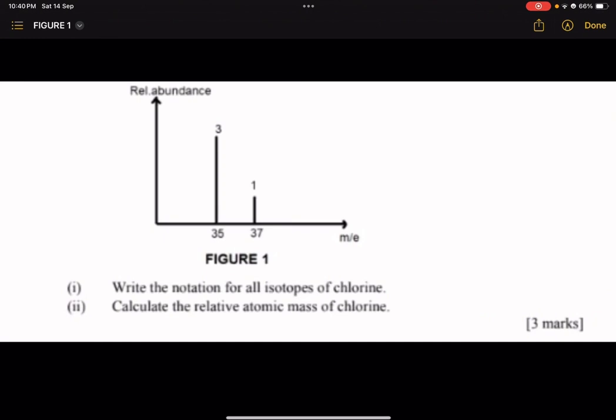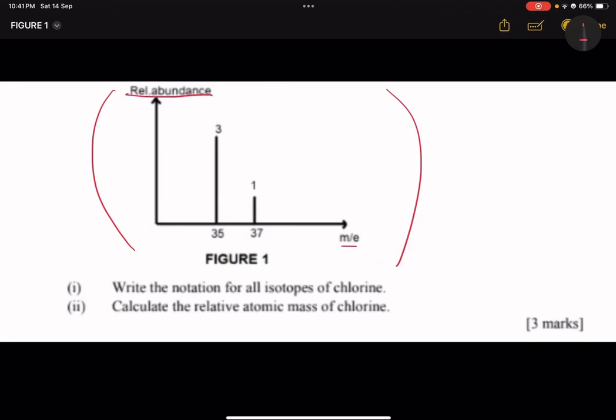Here is a diagram showing the relative abundance and the mass for chlorine. For chlorine, we have two isotopes: chlorine-35 and chlorine-37. The relative abundance for chlorine-35 is 3, and chlorine-37 is 1. First, we have to write the isotopic notation for all the isotopes of chlorine.